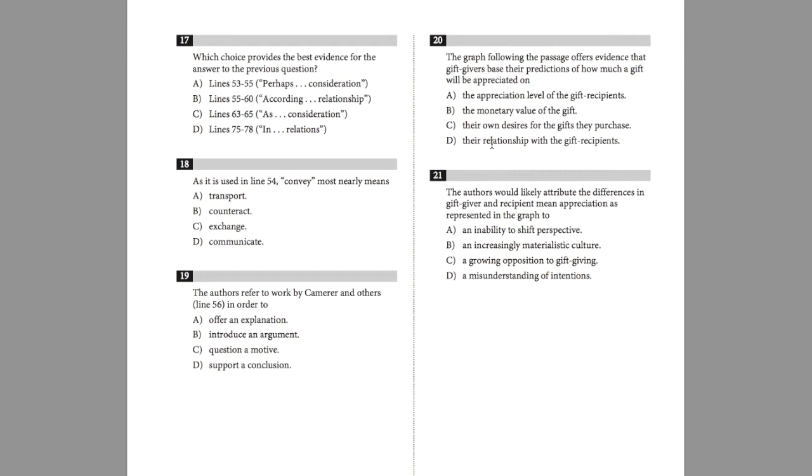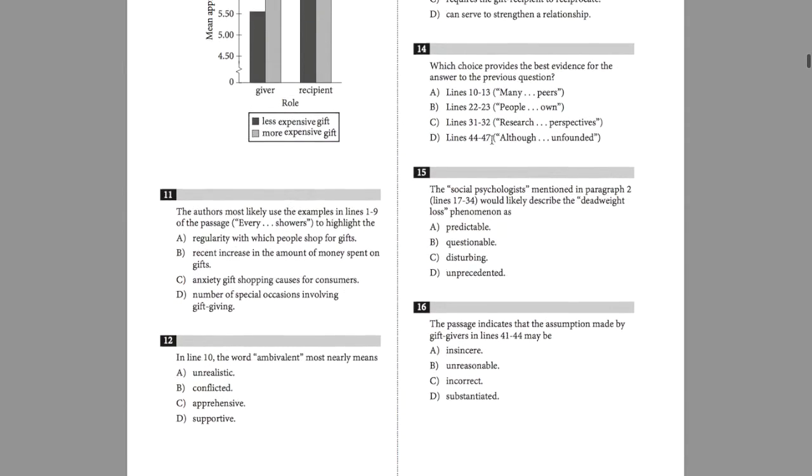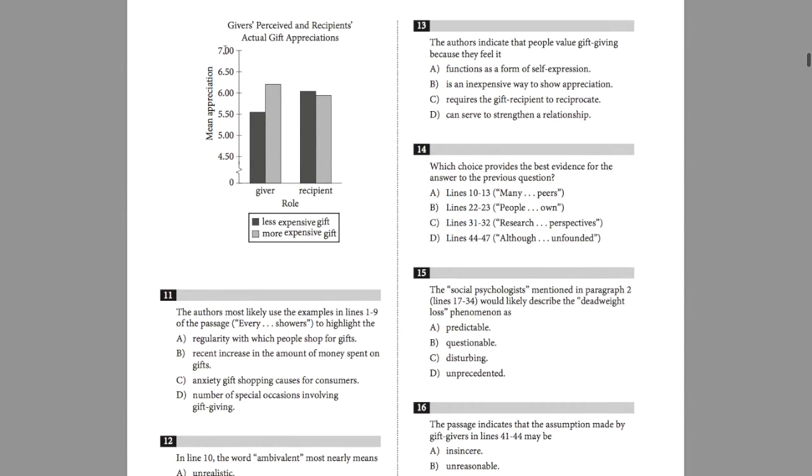So the question again is, how do gift givers base their predictions on how much appreciation they'll get from the gift? Now, we look here at the graph, we see givers here, we see mean appreciation, and what these little bars are showing is the less or more expensive gift. It turns out, if we look at this, givers believe that more expensive gifts will be more valued, more appreciated than less expensive gifts, which is what we were asked.